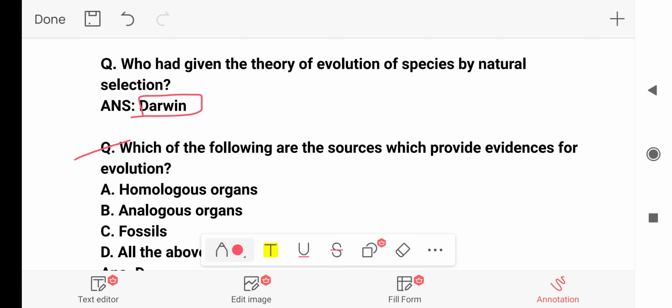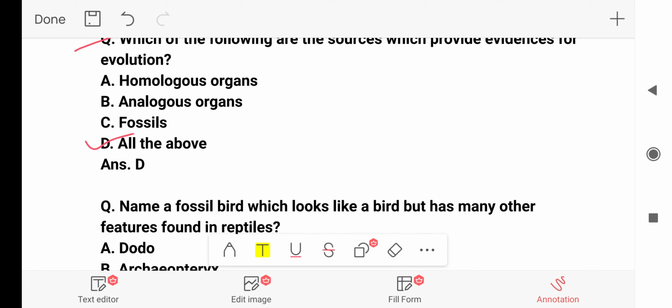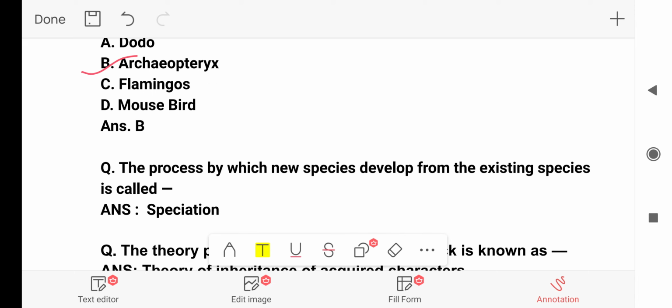Next, which of the following are the sources which provide evidences for evolution? And the options are homologous organs, analogous organs, fossils, and D, all of the above. And the answer is D. Evidences for evolution we can conclude by homologous organs, analogous organs, and fossils. Next, name a fossil bird which looks like a bird but has many other features found in reptiles. The options are dodo, Archaeopteryx, flamingo, and the mouse bird. Answer is Archaeopteryx, which is option B.